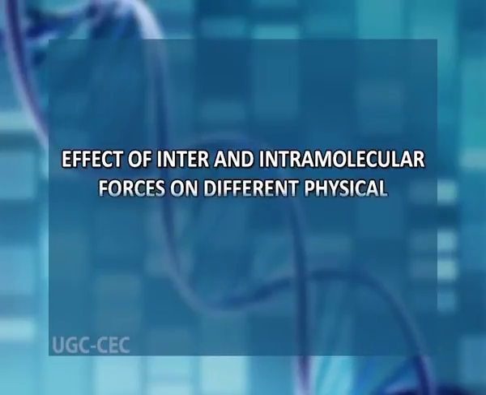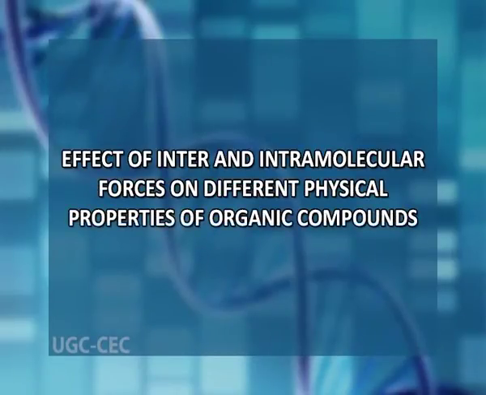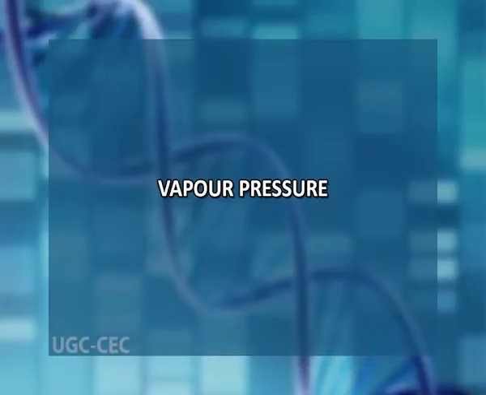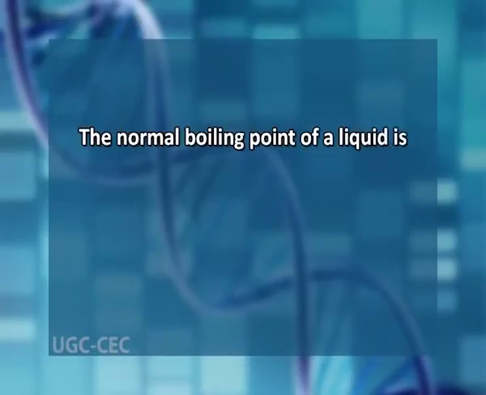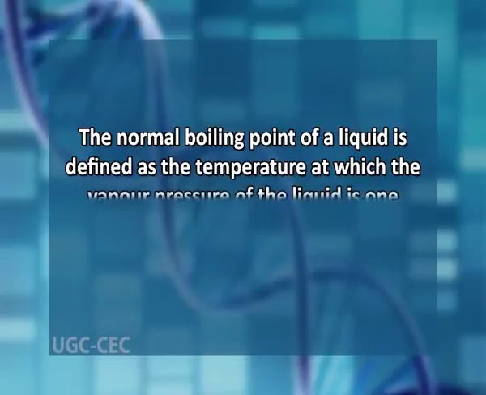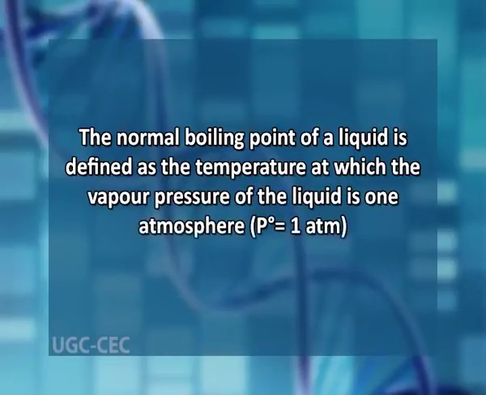Now coming to the last objective, effect of inter and intramolecular forces on different physical properties of organic compounds. First one is vapor pressure. The vapor pressure is the pressure of the vapor of a compound in equilibrium with its pure condensed phase, that is solid or liquid. Vapor pressure depends strongly on the temperature and varies widely with different compounds due to differences in molecule-molecule interactions. The normal boiling point of a liquid is defined as the temperature at which the vapor pressure of a liquid is 1 atmosphere.